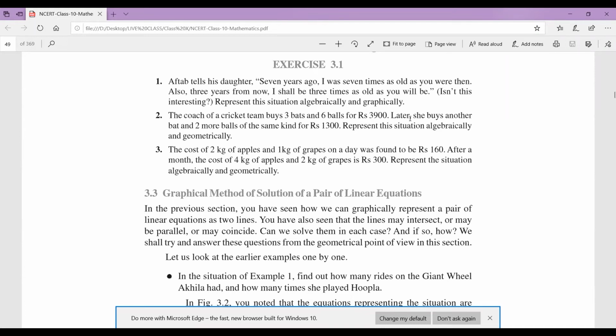And in the second, 3 years from now means 3 years later. So you will add 3 in both, X plus 3 and Y plus 3. The relation is 3 times, so X plus 3 will be equal to 3 times of Y plus 3.